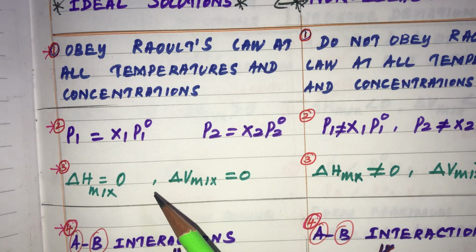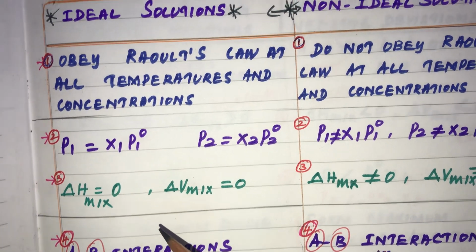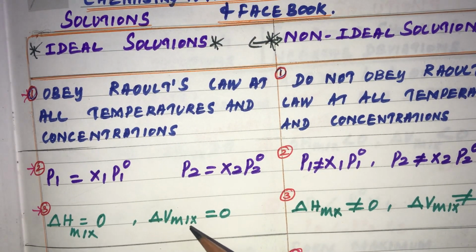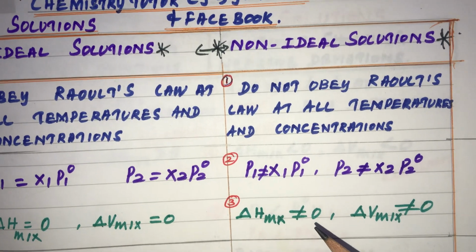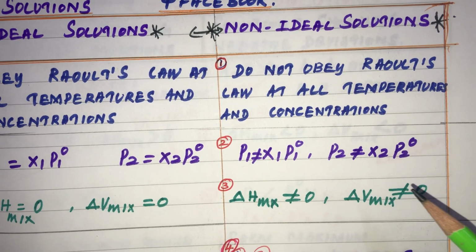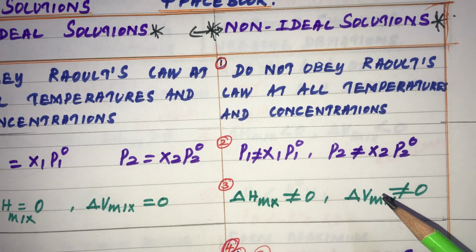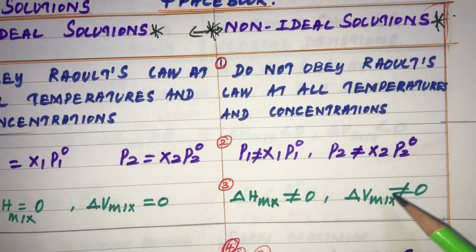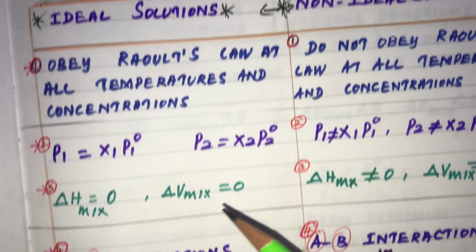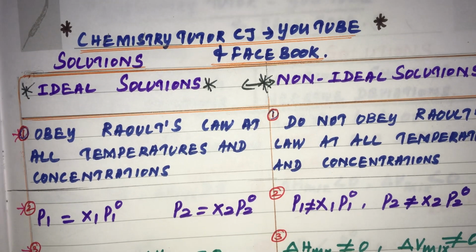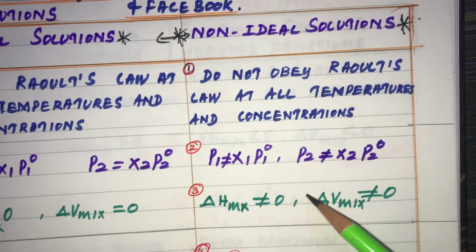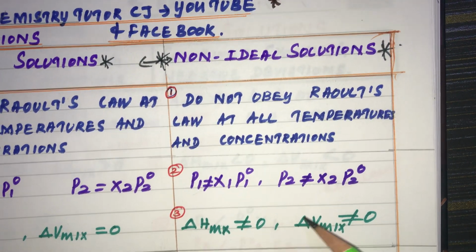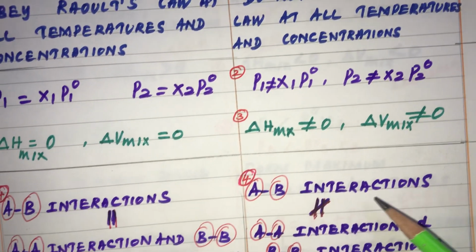Here the enthalpy of mixing of the two components in the case of an ideal solution is equal to 0, and the volume change during the mixing of the two components is equal to 0. In the case of a non-ideal solution, the enthalpy of mixing is not equal to 0, and the volume change for mixing the two components is also not equal to 0. So for an ideal solution, delta H is equal to 0 and volume change is also equal to 0. In the case of a non-ideal solution, the enthalpy change and volume change of mixing are not equal to 0.